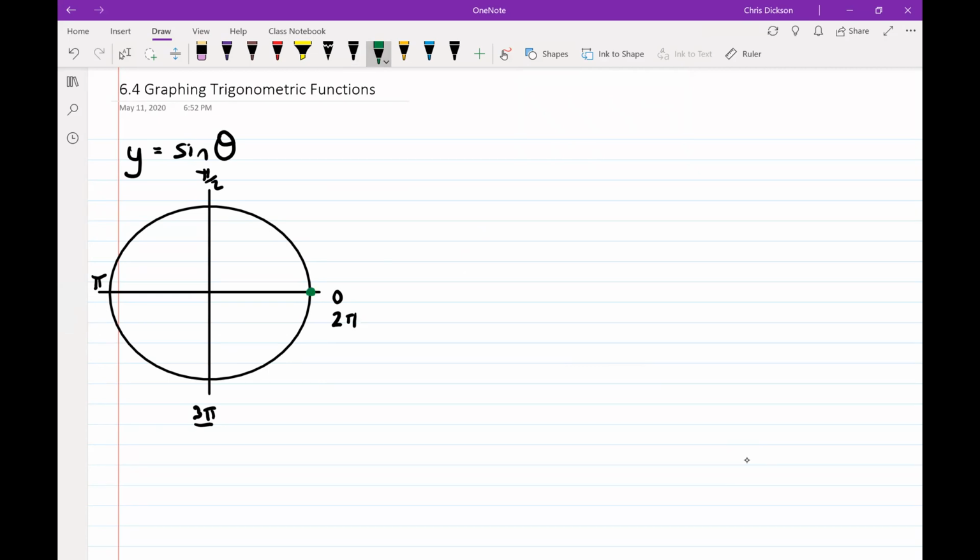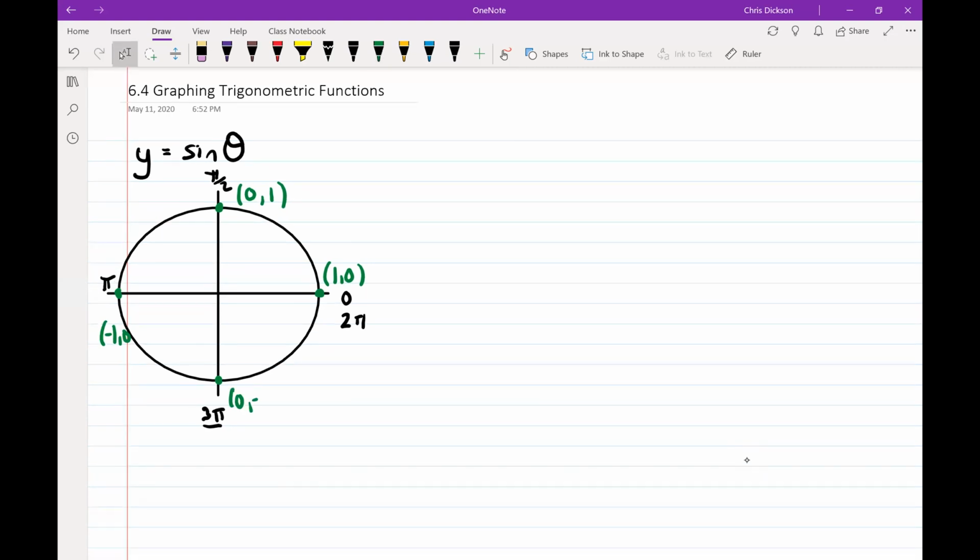So these coordinates here are going to be at (1, 0), because remember the unit circle has a radius of 1, center at (0, 0), and on the far side here would be (-1, 0), and down here would be (0, -1). So I'm going to create a little chart for myself here. Let's pick theta, and then we'll do sine theta.